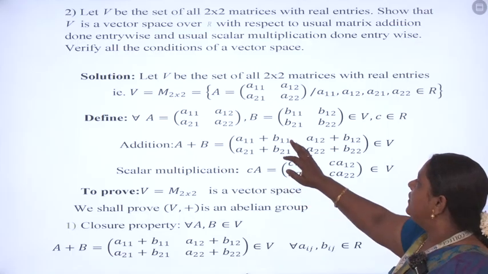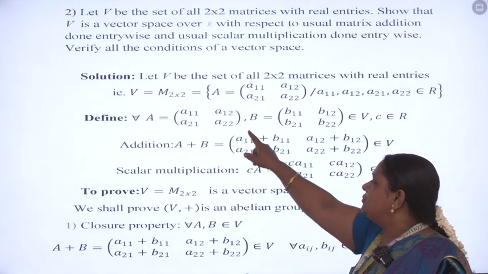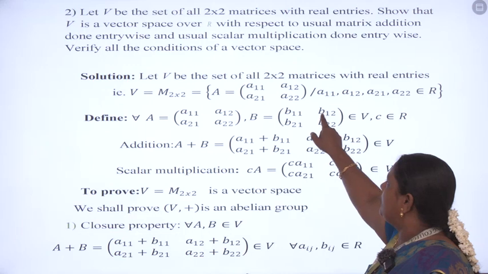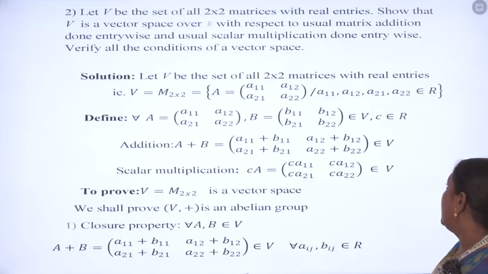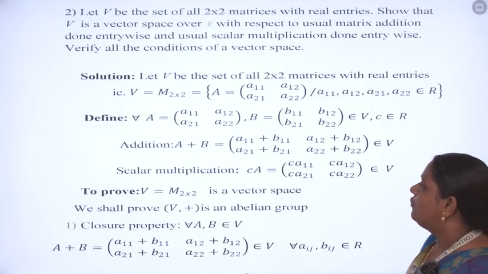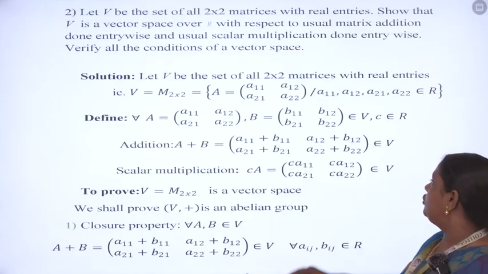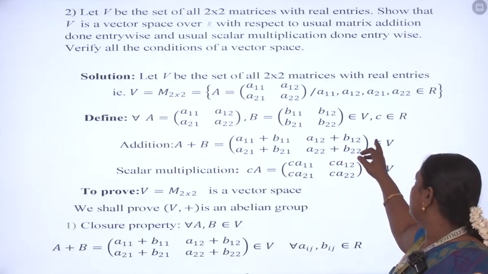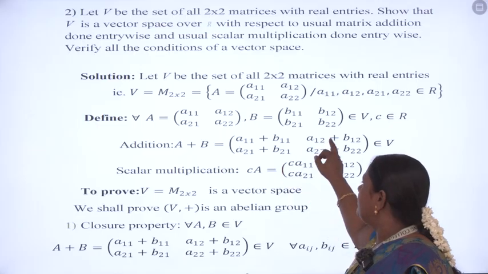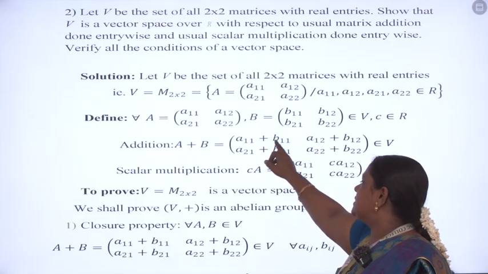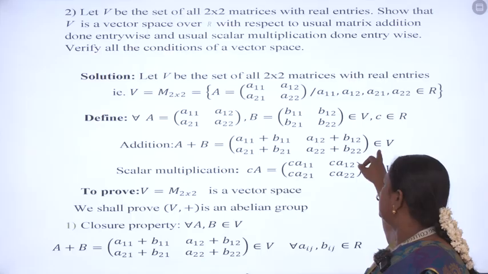So solution for this: let V be the set of all 2 by 2 matrices with real entries. We are considering V is equal to M 2 by 2, A is nothing but [a11, a12; a21, a22], such that a11, a12, a21, a22 belong to R. We can define for all A = [a11, a12; a21, a22], B = [b11, b12; b21, b22] belongs to V, c belongs to R. Addition: A plus B, combining these two, we get [a11 plus b11, a12 plus b12; a21 plus b21, a22 plus b22], that also belongs to V.